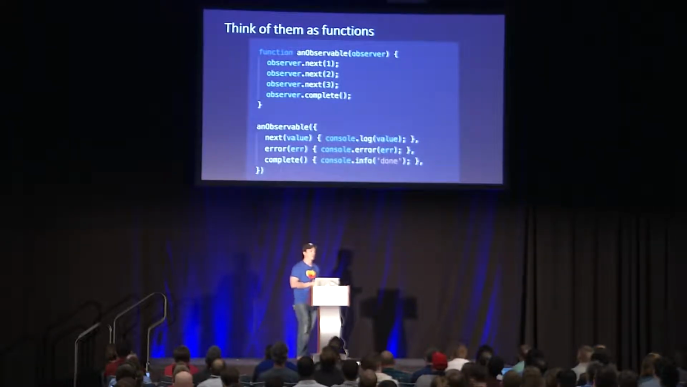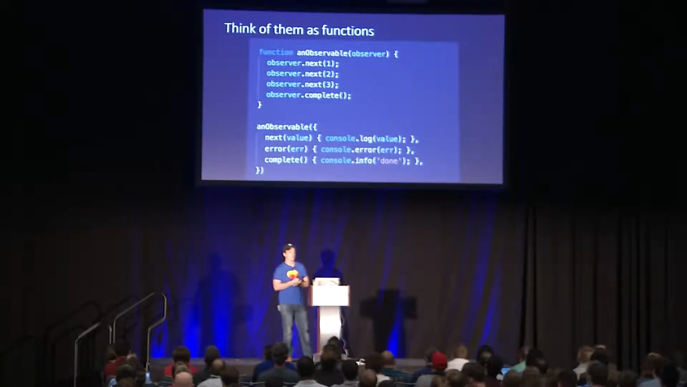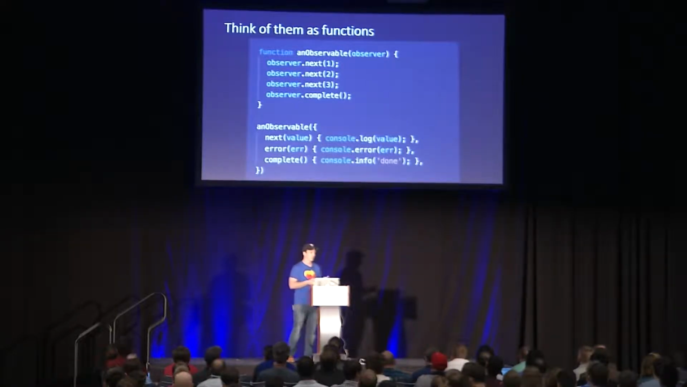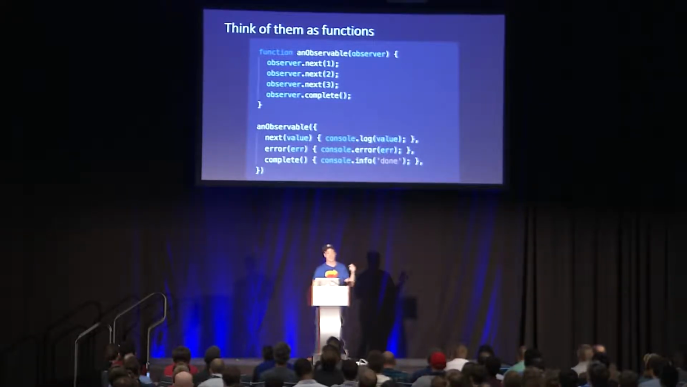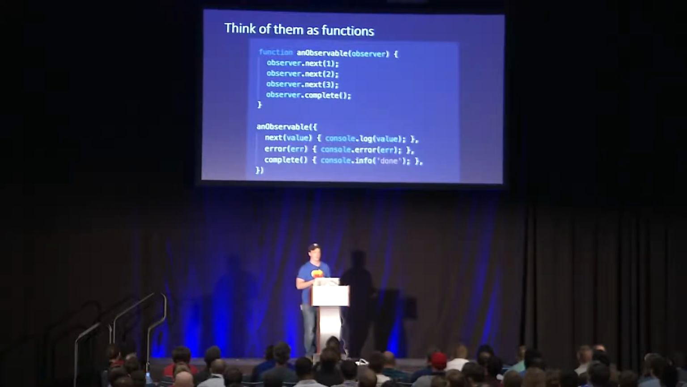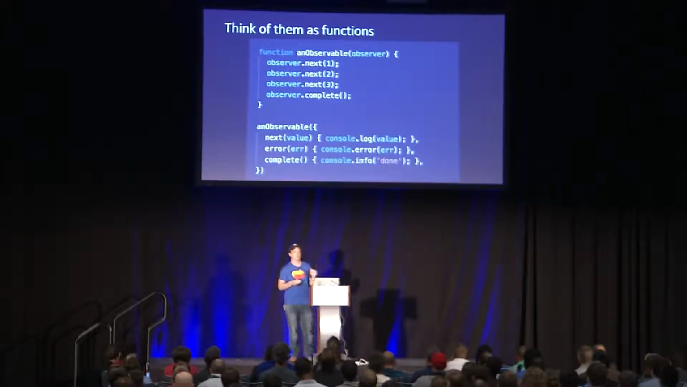So observables, what I want you to do is think of an observable as a function that's shaped a lot like this. I've got this function that I've named an observable, and you're passing an observer object to it. And the observer object is just an object that's got a next, error, and complete method to it. So in order to execute this function, I call it like any other function, and I pass this object to it. And inside of that function, I call next 3 times in this case, and then I call complete to notify that the observable is done pushing values.